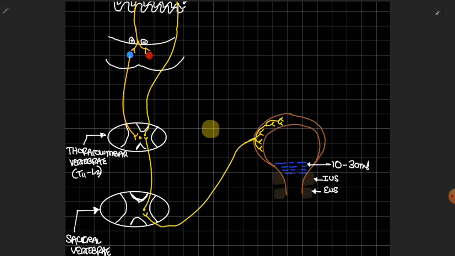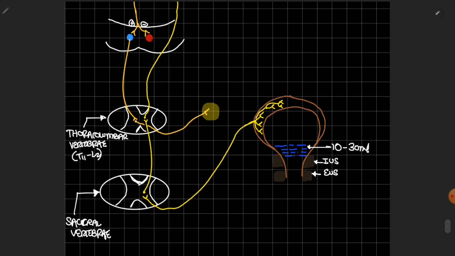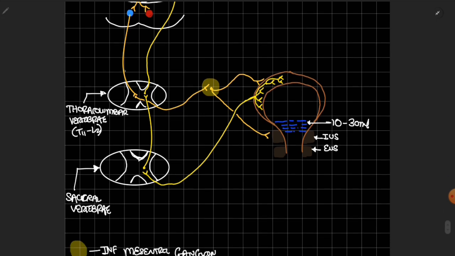Since the pontine storage center is stimulated, it goes to the thoracolumbar vertebrae and synapses here. Then it goes to the inferior mesenteric ganglion and synapses here, and then it gives one branch to the urinary bladder and one branch to the internal urethral sphincter. I will discuss the action a bit later.